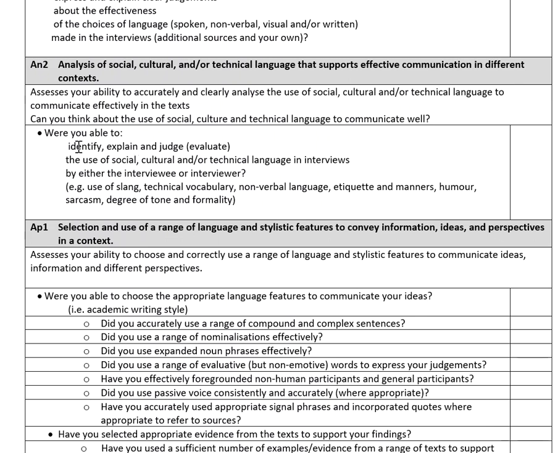So identify, explain and judge the use of social, cultural and or technical language in interviews by either the interviewee or the interviewer. So this can be your language that you deliberately chose to use, or also the language that you hear back from your person who might well be an expert, in which case, if they are an expert, you're very likely to get technical language. And in your case, I would expect to see an attempt at technical language to make sure that you're trying to get the best possible information and use the correct words to support your research project topic.